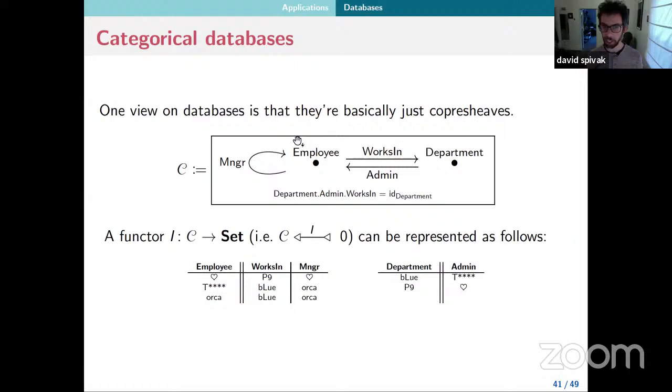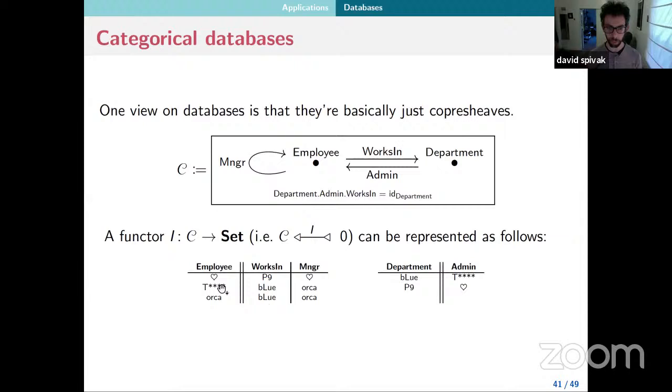But instead of just taking the free category on this graph, let's add a congruence that says that if I go from department to employee by taking the admin and I see where they work, it is that department. And so a functor from C to Set, in other words a bimodule like this, can be represented. Here's an example of one. Every object of C, like employee, gets a set, say this set, just some random set, meaningless identifiers: heart, T star, star, star, and orca. Department gets a set, say blue and P9, and then works in, this column, represents a function that takes every employee to a department. Heart goes to P9, T star, star, star goes to blue, et cetera.